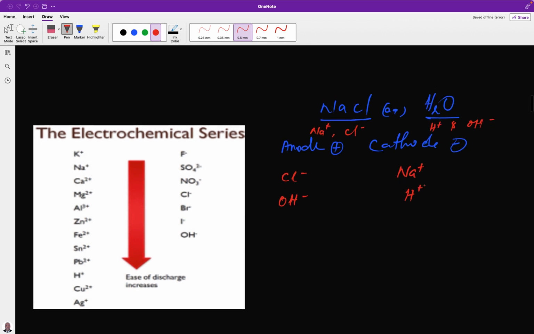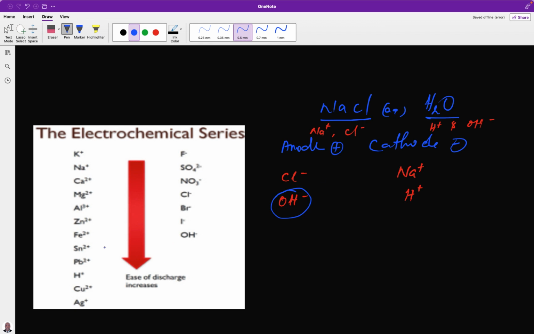Checking at our electrochemical series or our reactivity series, you will see that the one below at the electrochemical series will be the one that will be discharged. For the anions, the one below will be the one to be discharged. So we have the chloride and the hydroxide ion. So the one that is going to be discharged here is going to be the hydroxide ion. That is the hydroxide ion that is going to be discharged at the anode.